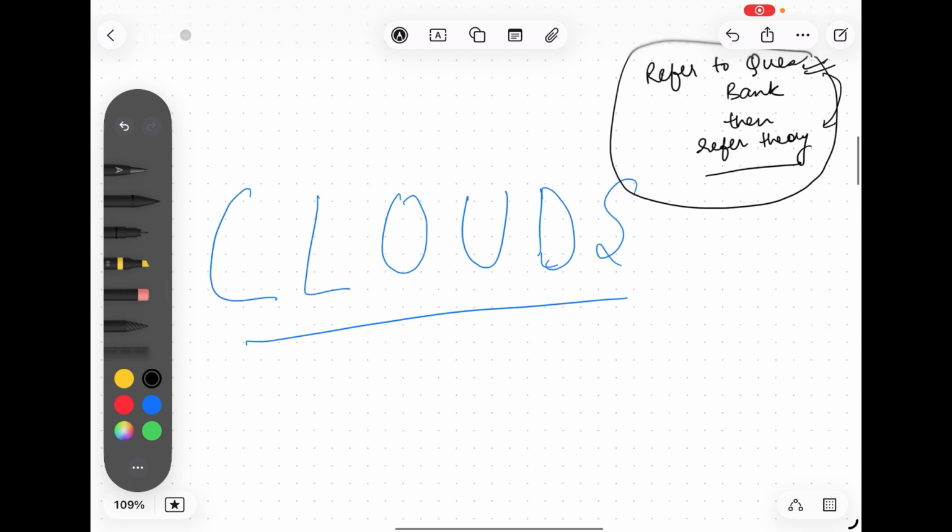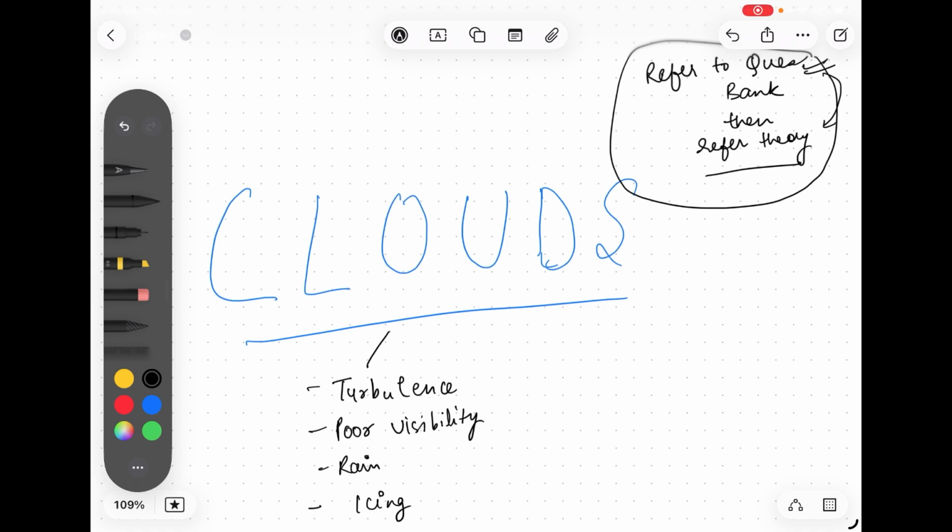So what are clouds? Clouds are basically condensed form of water in the air that causes a lot of things. And why do we need to study them? Because they cause turbulence, then they also lead to poor visibility, then even rain or precipitation, and icing. That is why understanding this is very important.